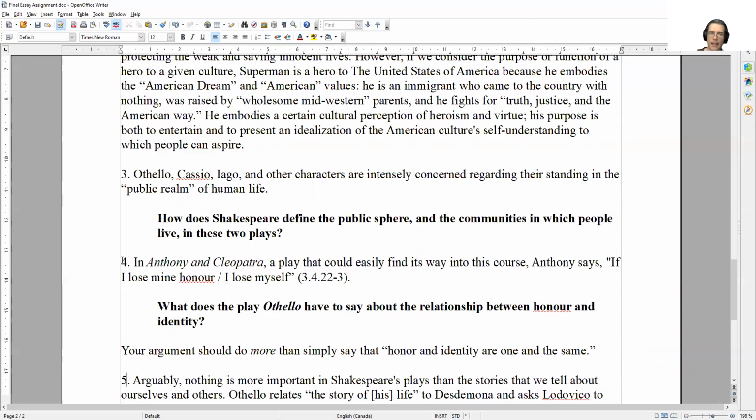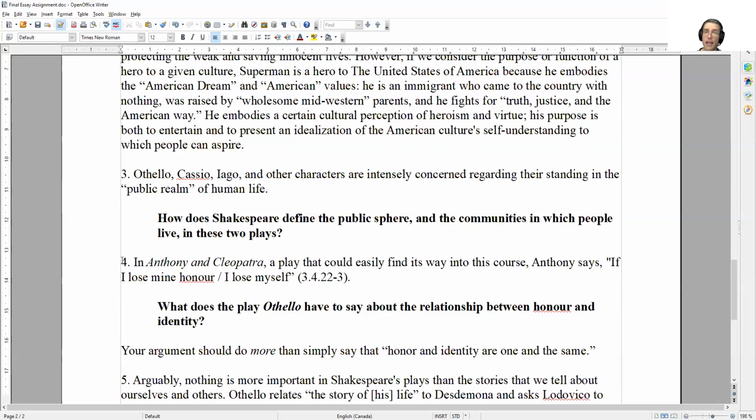Question 4. In Antony and Cleopatra, a play that could easily find its way into this course, Antony says, "If I lose my honor, I lose myself." What does the play Othello have to say about the relationship between honor and identity? If you choose to answer this question, I would exhort you not to simply say, well, Shakespeare shows that honor and identity are synonymous, or that honor influences identity. That's too broad.